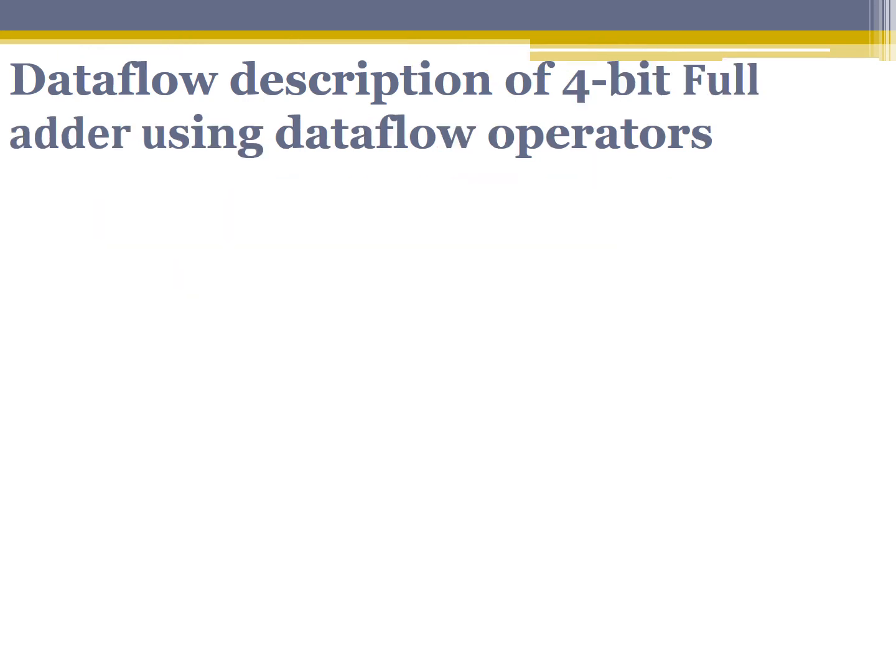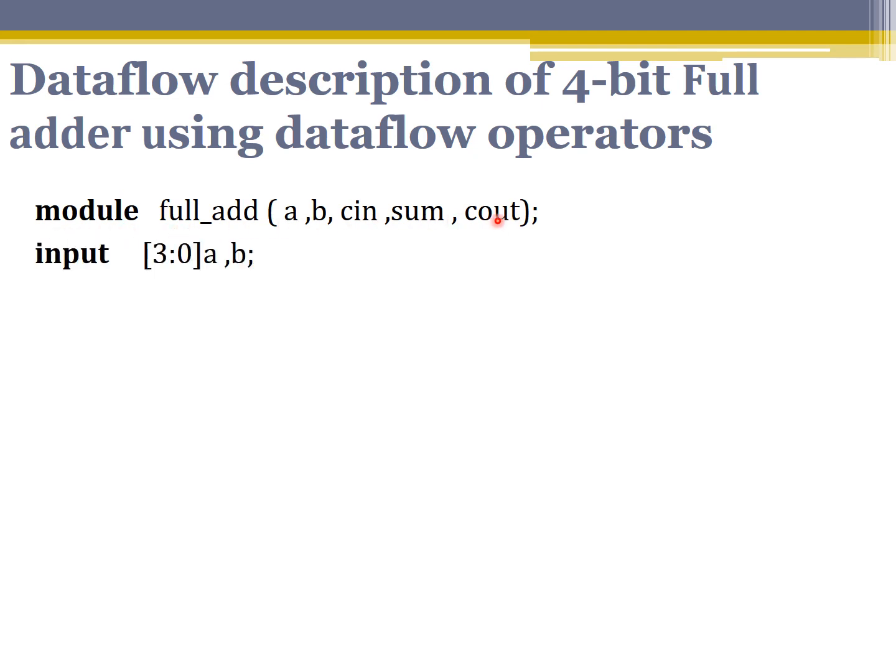Let us see the data flow description of a 4-bit full adder using the data flow operators. So we know that a full adder has 3 inputs A, B, C and 2 outputs sum and Cout. So we have declared module full adder and we've listed the port list. Now we are taking a 4-bit full adder. So inputs A and B are 4-bit wide. So we are declaring A and B as 4-bit vectors by using square brackets before the variable name. 4-bit means 3:0. So 3:0 A comma B.